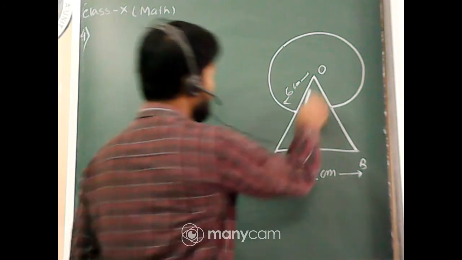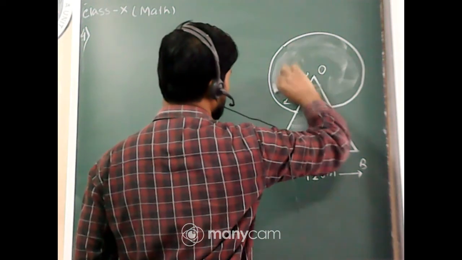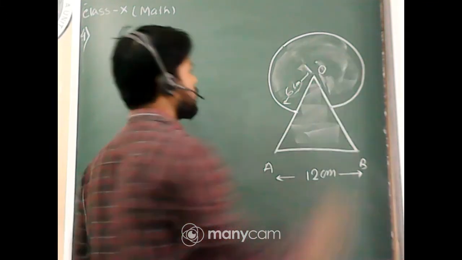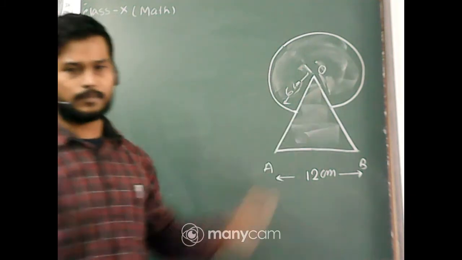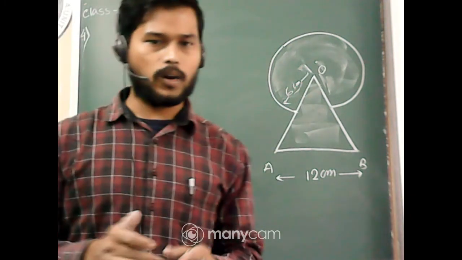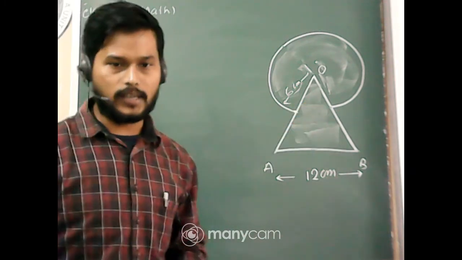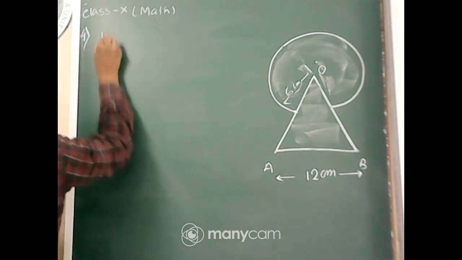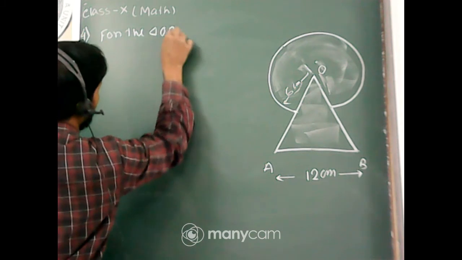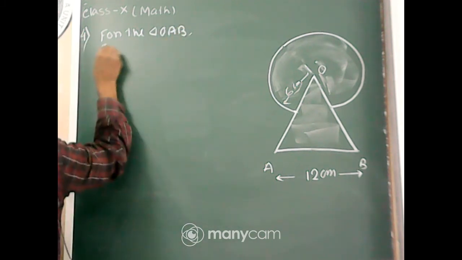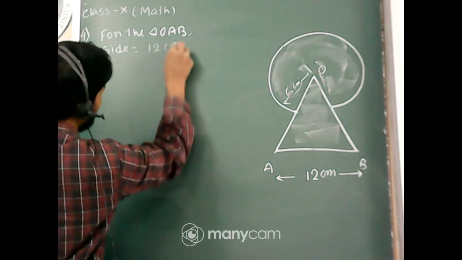We have to find the area of the shaded region, the total area of the shaded region. Means area of this circular portion plus area of this triangle. Clear? Now we'll consider one by one. First we'll consider the triangle and we'll find out the area. So for the triangle OAB, what is the side of the triangle given? Side is given as 12 centimeter.